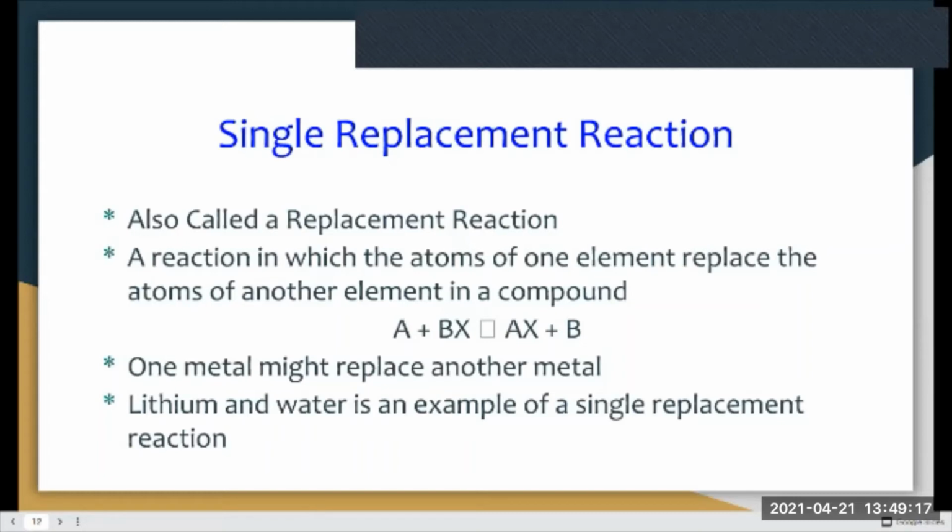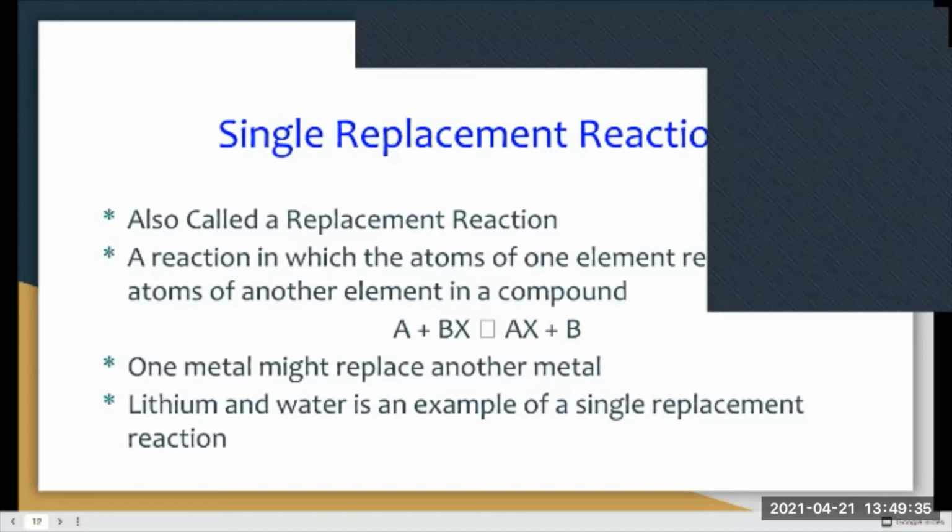And this is legitimately a reaction where one atom completely replaces the atoms of another. Basically, it's switching. Another way of thinking of it, it's switching anions. Your anion is going from one cation to another cation.